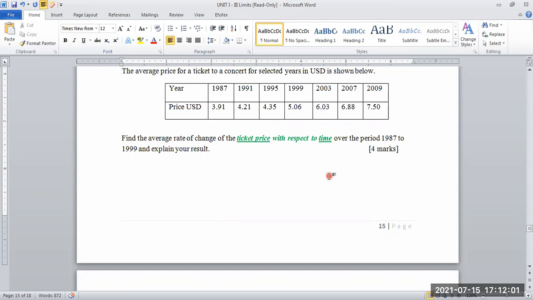Yes. So I can give you the same question and ask you to find time with respect to ticket price. But in this particular case, we want ticket price with respect to time over the period 1987 to 1999. And that's why you know what it is that you're looking at. They could have done it all the way up to 2009, but they wanted that little timestamp between 1987 and 1999. Absolutely. So this is how it becomes.